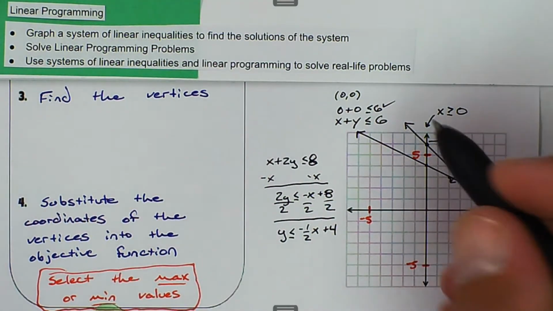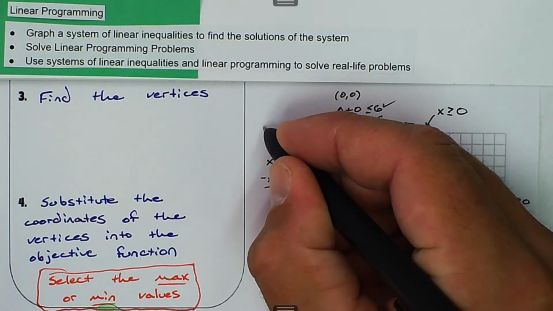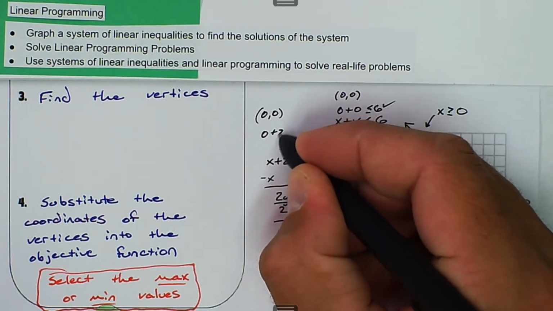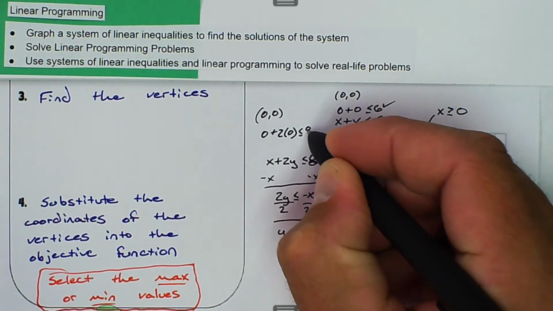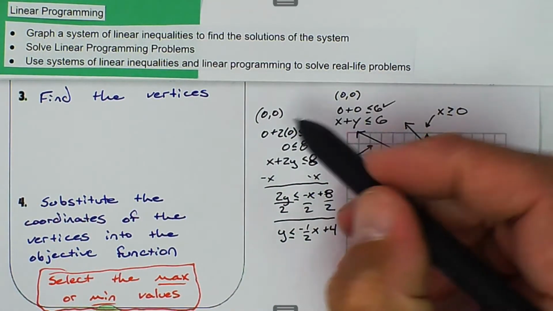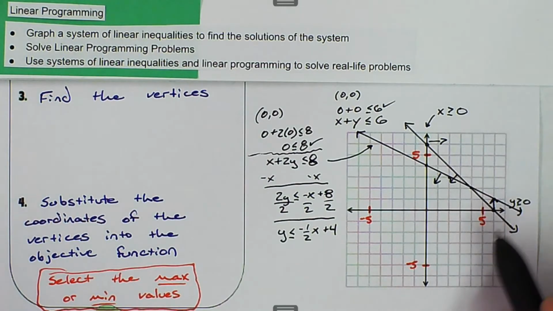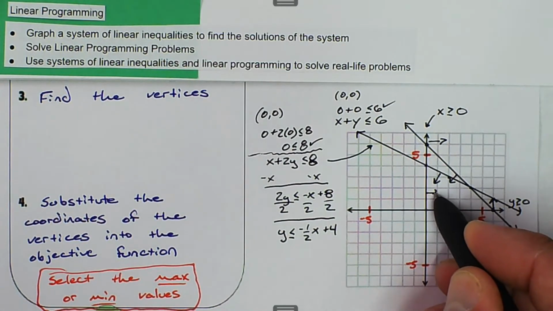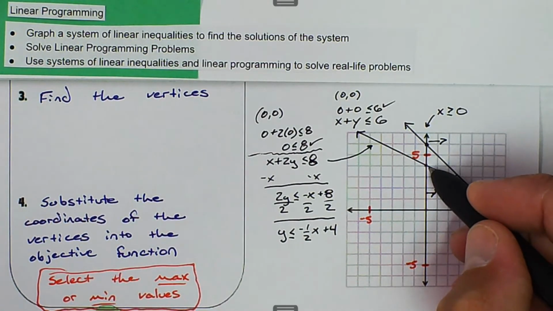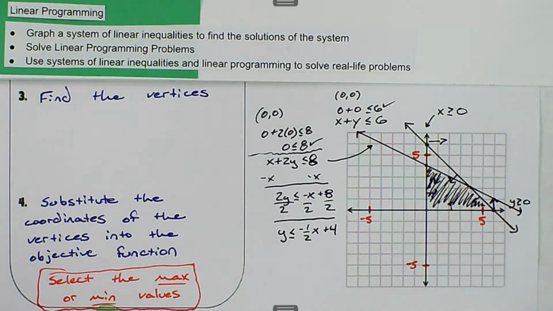And then same thing, we can check 0, 0, so that is that graph right there. If we check 0, 0, then we get 0 plus 2 times 0 is less than or equal to 8. So 0 is less than or equal to 8, and that is true. So that was our check. So we want to shade to the side of 0, 0. So we're above the y-axis, we're above the x-axis, and we're below our other 2 lines. So we have our feasible region right there.